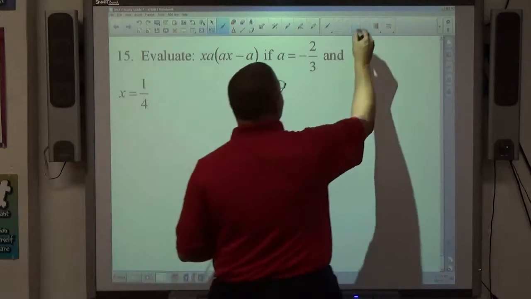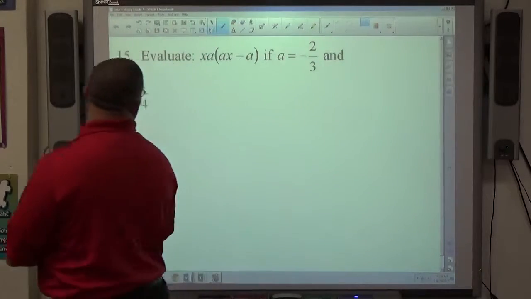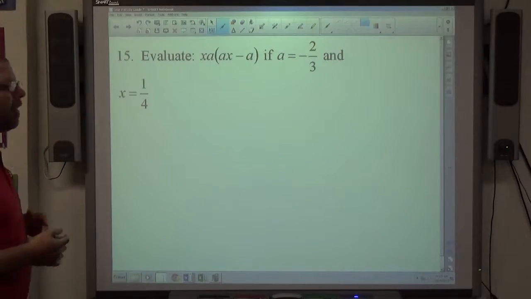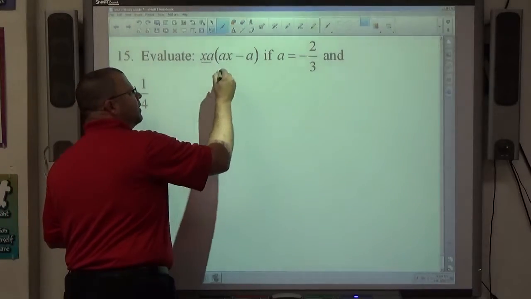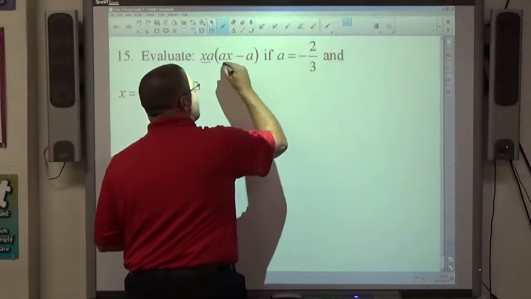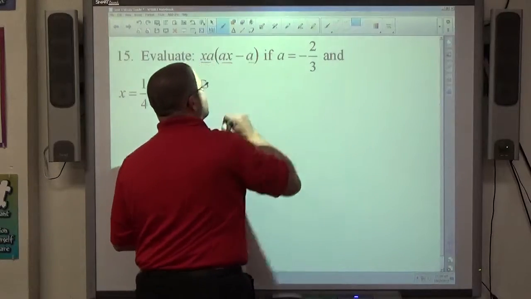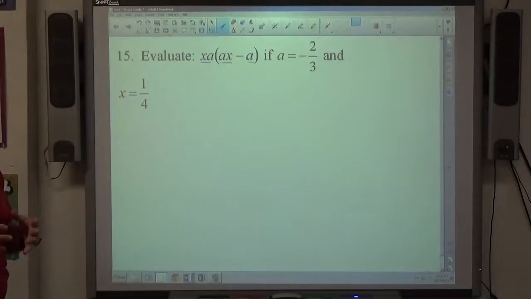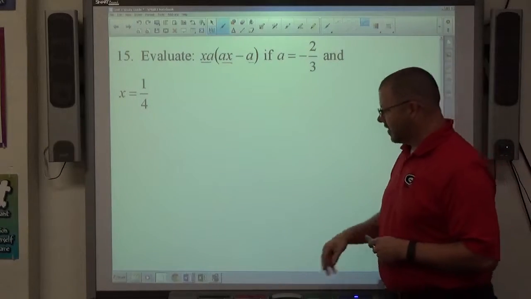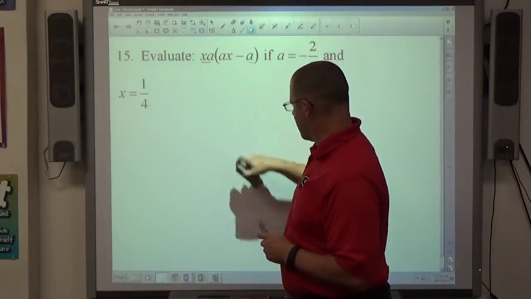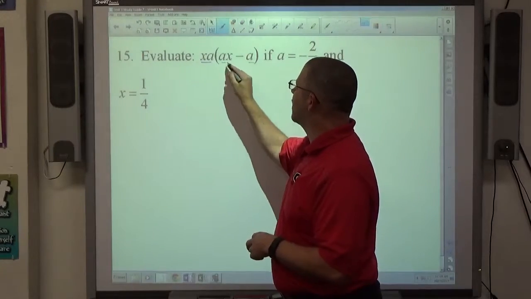Finally, number 15, evaluate xa parentheses ax minus a. My advice has been for these for a while now. This piece, and this piece can all be simplified to some extent. If I know what those things equal, then I've got an easier problem. Hopefully you can see that ax and xa mean the same thing because multiplication is commutative. So those are exactly the same.